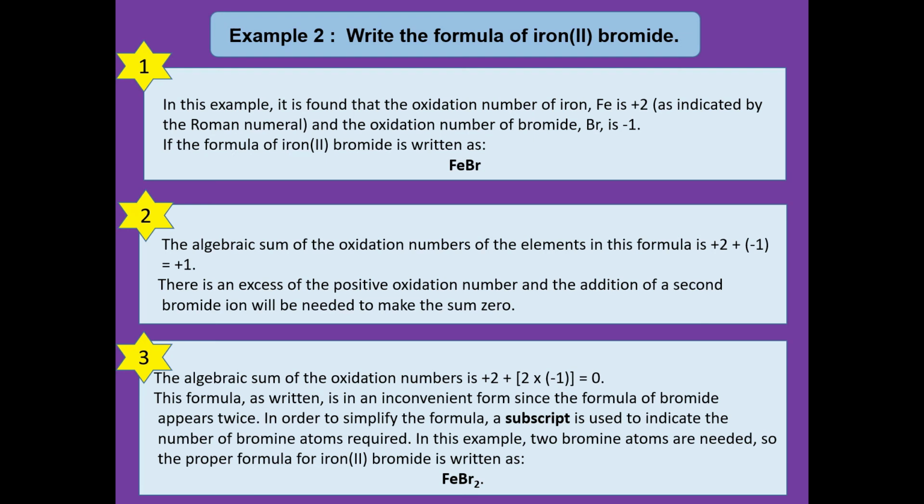This formula, as written, is in an inconvenient form since the symbol for bromine appears twice. In order to simplify the formula, a subscript is used to indicate the number of bromine atoms required. In this example, 2 bromine atoms are needed, so the proper formula for iron(II) bromide is written as FeBr2.